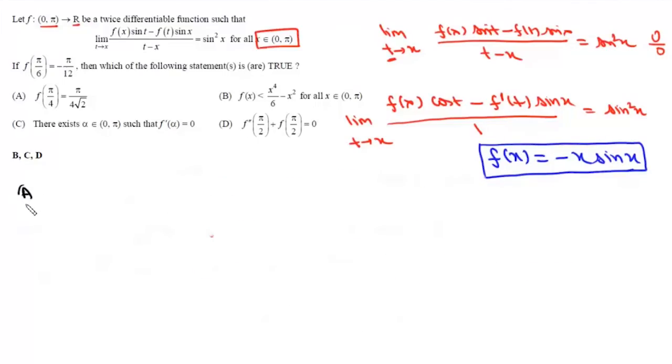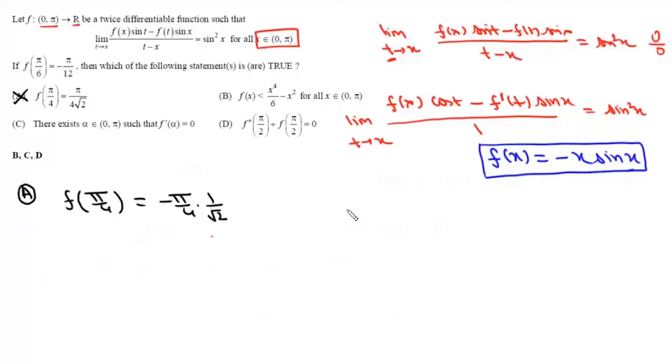Now this first one is f(pi by 4). f(pi by 4) is minus pi by 4, and sin pi by 4 is 1 by root 2, so it will be minus pi upon 4 root 2. Option A is incorrect.